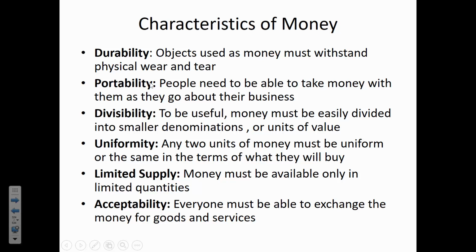occur. Portability, you have to be able to take the money with you as you go about your business. And so if your currency was like granite slabs, it would be inconvenient to pay your bills if you had to carry a pocket full of granite slabs wherever you went. And so Bitcoin is definitely portable. It's more portable than gold or currency because actually all you need to have is a passphrase, and you can go anywhere in the world and have access to your money.